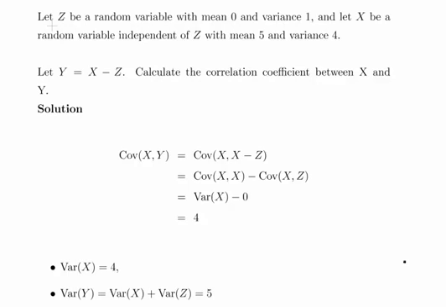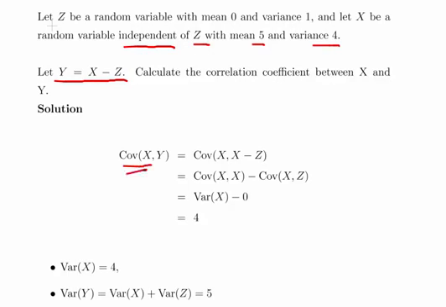Okay, in this presentation we're going to look at correlation and covariance between random variables. So let z be a random variable with mean 0 and variance 1, and let x be a random variable independent, that's important there, of z with mean 5 and variance 4. Okay, so let y equal x minus z, so it's the difference of the two. Calculate the correlation coefficient between x and y.